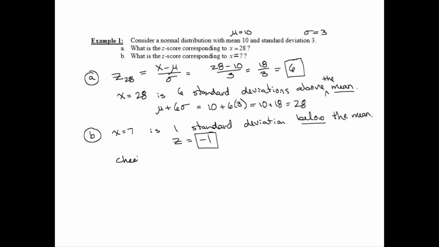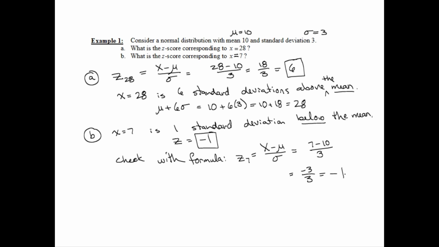Let's check this by looking at our formula. My z for my x value of 7 will be x minus mu over sigma. So that'll be 7 minus 10 over 3, which will be negative 3 over 3, so negative 1.